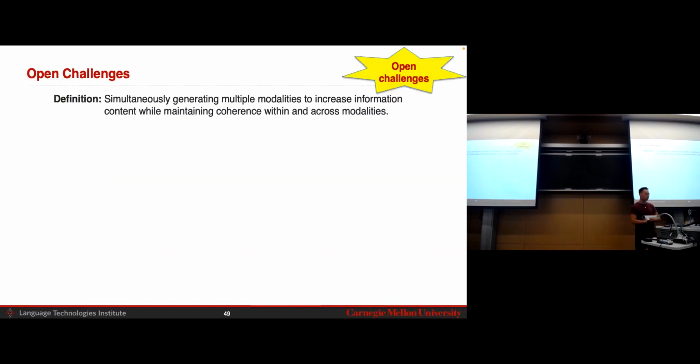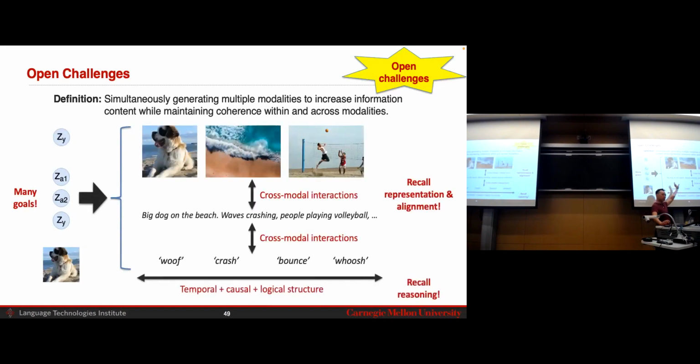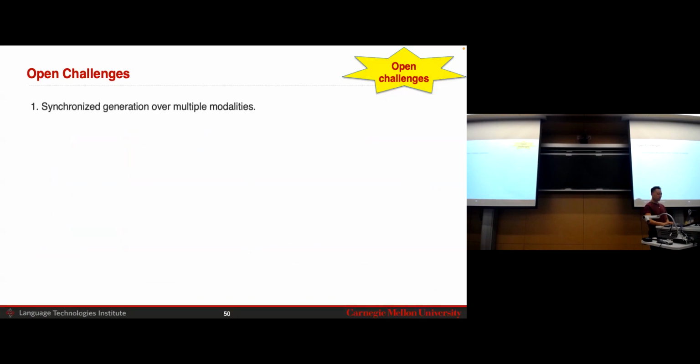A lot of open challenges, right? We saw creation. If you want to take something and generate many modalities at the same time while being coherent, it basically requires you to ensemble perhaps generative models for each of these modalities while fine-tuning them to be coherent across the modalities. That's a big open question. So that's synchronized generation over multiple modalities.